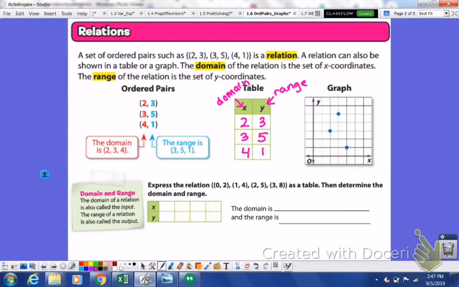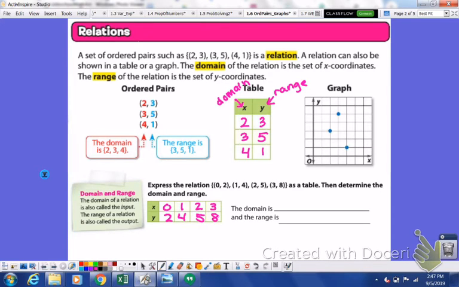So the first thing we're going to do is write this out as a table. Our table up here was set up vertically, this one's set horizontally. So when x is 0, y is 2. When x is 1, y is 4. When x is 2, y is 5. And when x is 3, y is 8.